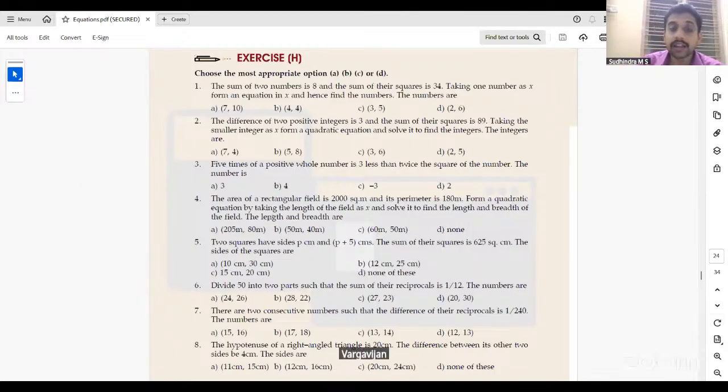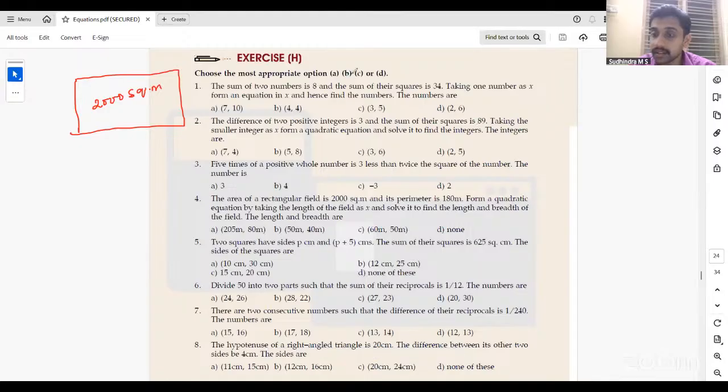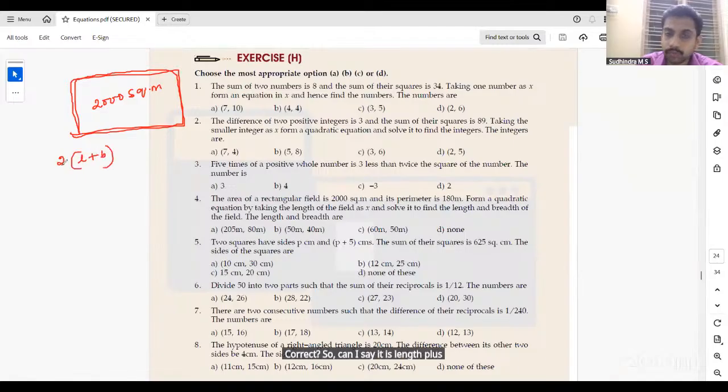Bhargavi is correct. Now, the area of a rectangle is given as 2000 square meters. Perimeter is 180 meters. What is perimeter? The length of all the sides put together. Correct. So, can I say it is length plus breadth into 2? Yes, sir. Length plus length, breadth plus breadth. So it is length plus breadth into 2. How much have they given us? 180 meters. That means length plus breadth will be 180 divided by 2, which is 90.